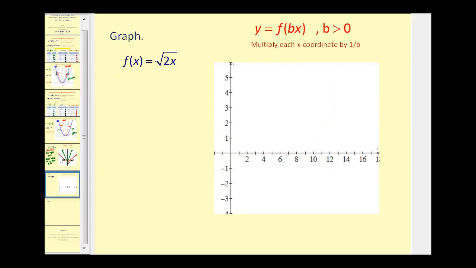Let's take a look at this one now. We have f of x equals the square root of 2x. Again, we should be able to recognize that the parent function, which we'll call g of x, is equal to the square root of x. Let's go ahead and graph that function.